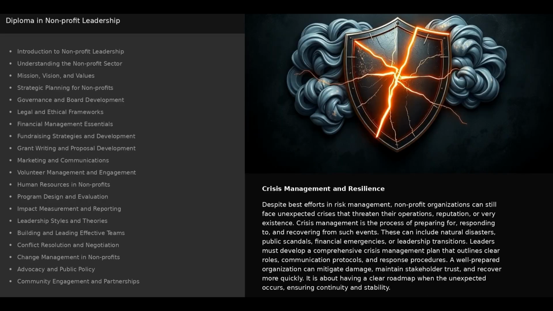Crisis management and resilience. Despite best efforts in risk management, nonprofit organizations can still face unexpected crises that threaten their operations, reputation, or very existence. Crisis management is the process of preparing for, responding to, and recovering from such events. These can include natural disasters, public scandals, financial emergencies, or leadership transitions.